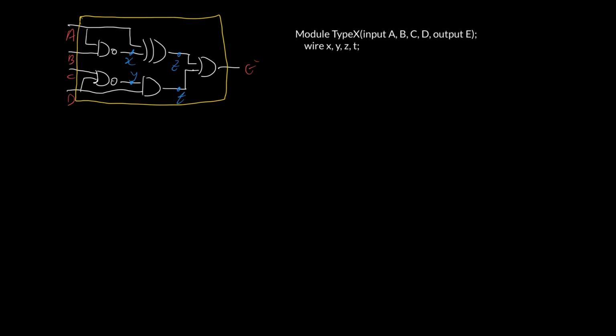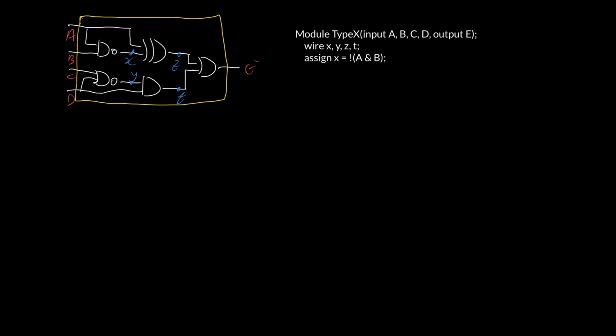Now, all I need to do is use the assign statement, which is a continuous assignment. So if I do assign X equals, I see that X is the output of a NAND gate with A and B as the inputs. A NAND gate is not an AND gate. So A and B is an AND gate, and the not out the front makes it a NAND gate.